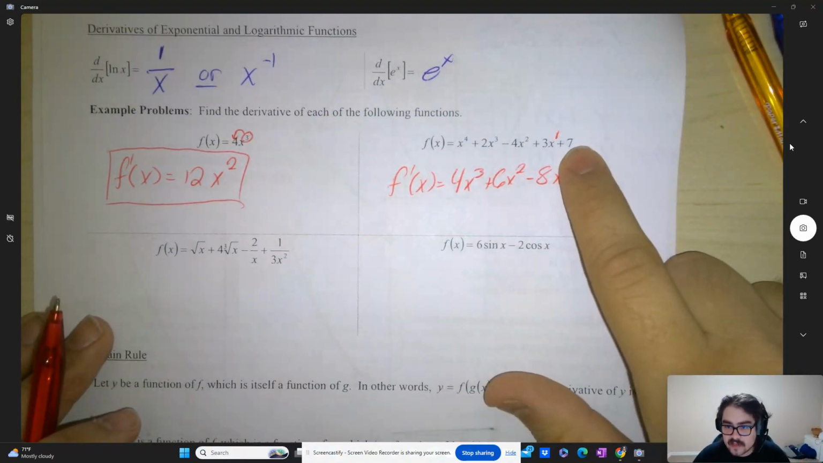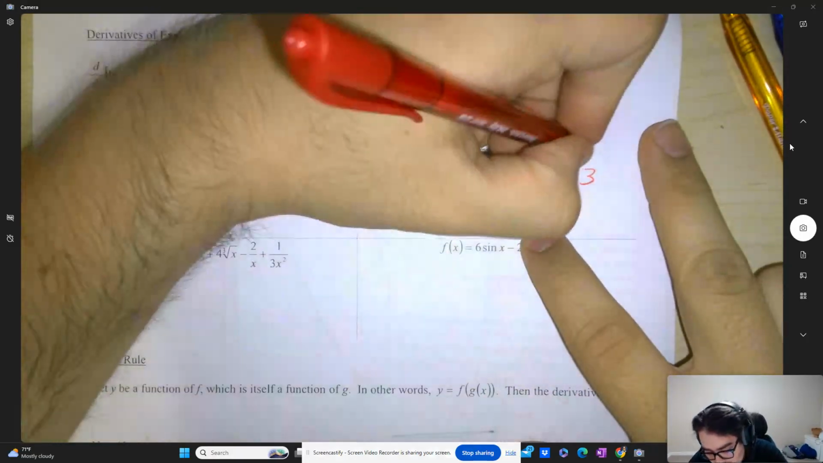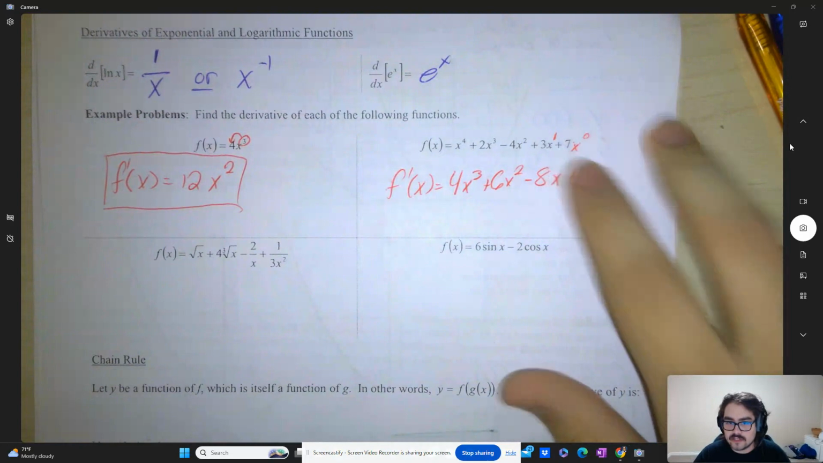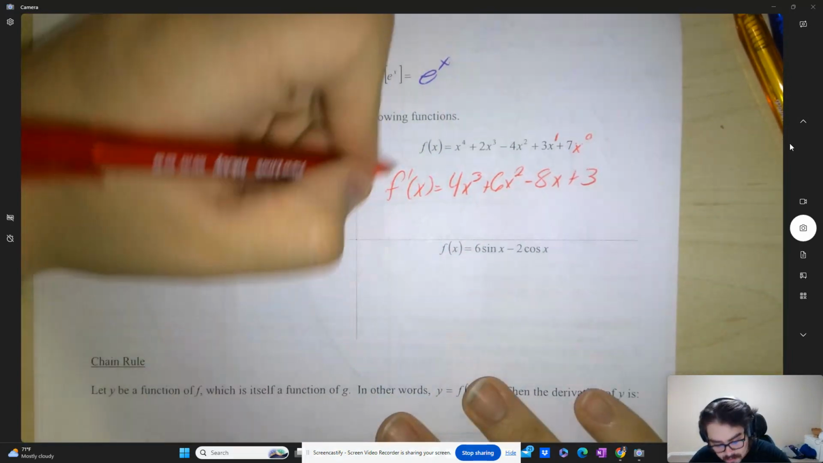And then plus 7 is a constant. If you think about it, it technically has x to the 0th power in front of it. And when you bring that 0 down, it just turns into 0. The whole thing goes away. So there you go.